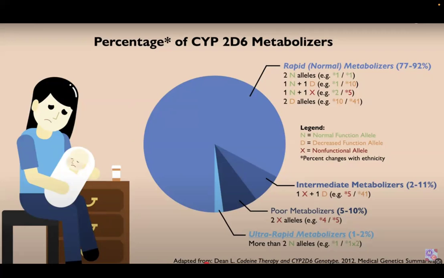Two non-functional, so if both are non-functional, there will be the poor metabolizer category. See here, only 1 to 2% are in the category of ultra rapid metabolizers, where more than two normal alleles are found. So two are normal already, and one more gets added, that makes the person fall under the category of ultra rapid metabolizer.